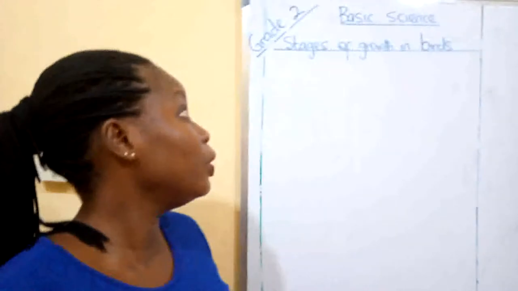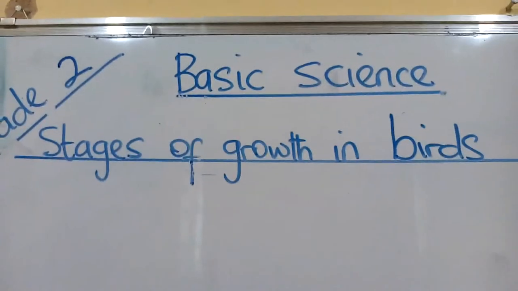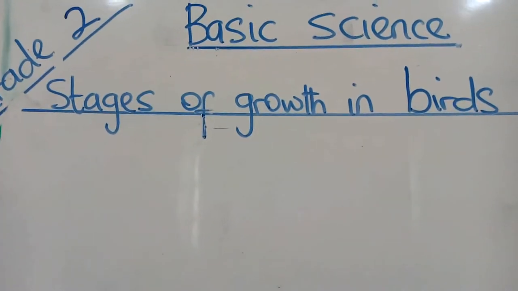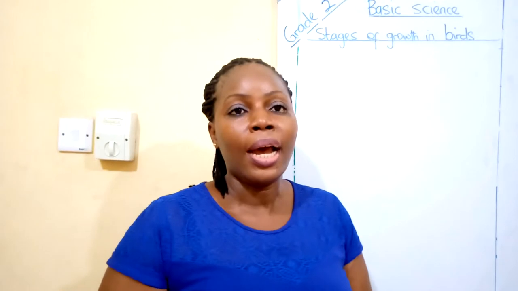Today I'm going to be taking you on basic science, and our topic is stages of growth in birds. Remember last time we met, I taught you about stages of growth in animals, where we talked about the three stages of growth in animals: the baby animal, the young animal, and the adult animal. Hope you've done your homework.